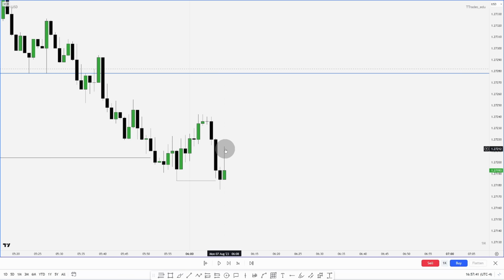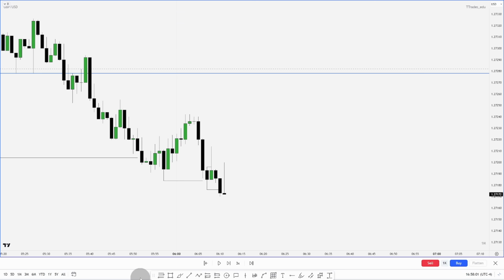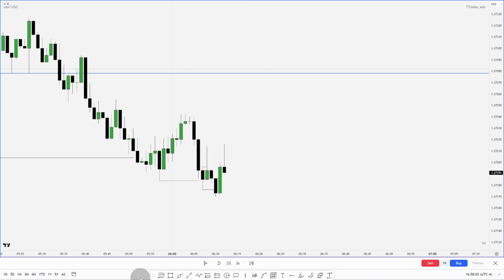But what do we get? We don't get any displacement back in. We can't close over this previous candle. So that makes me believe we want to make what? A new low, or reach for this previous low. Nice full body candle into this level. We get displacement out, and that displacement continues.